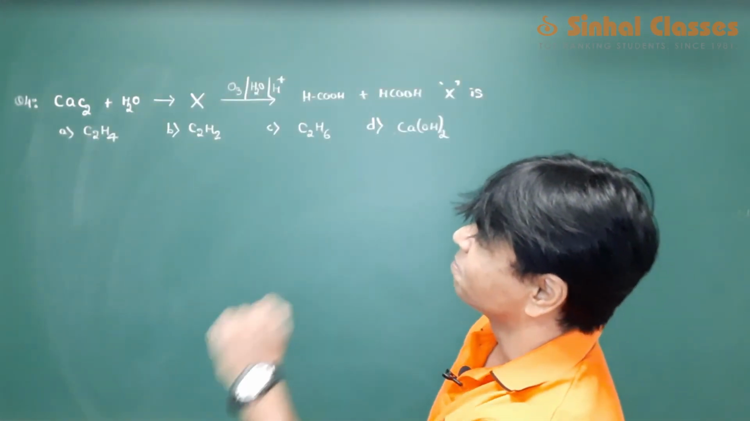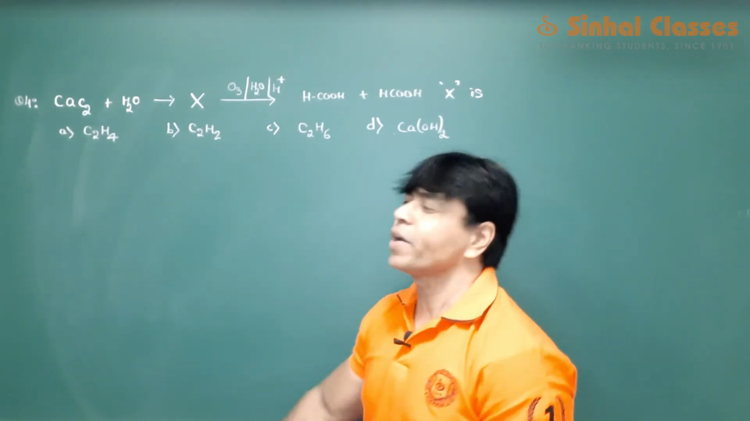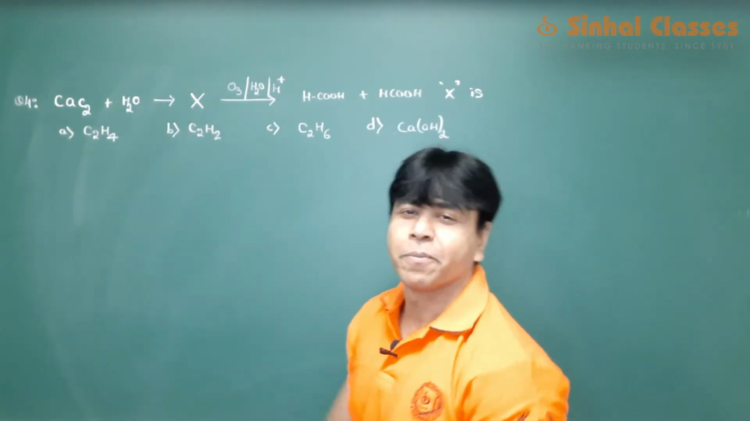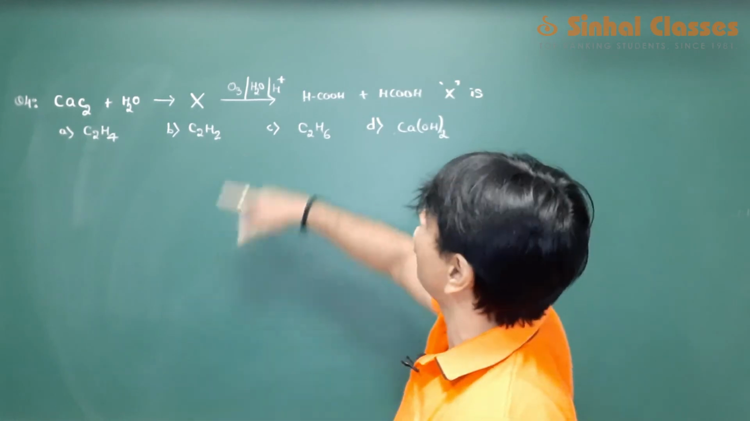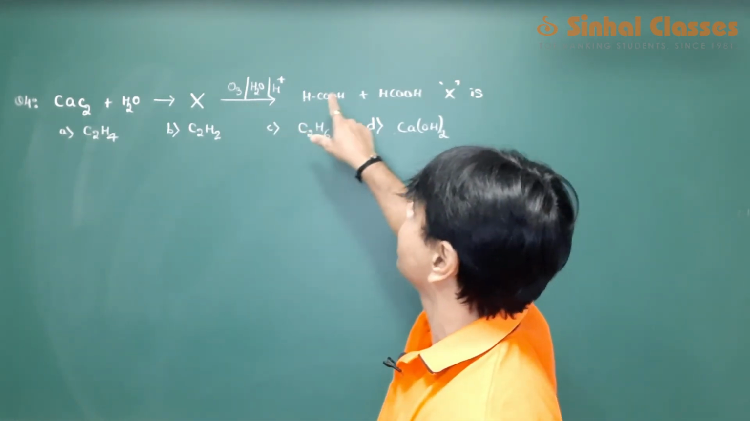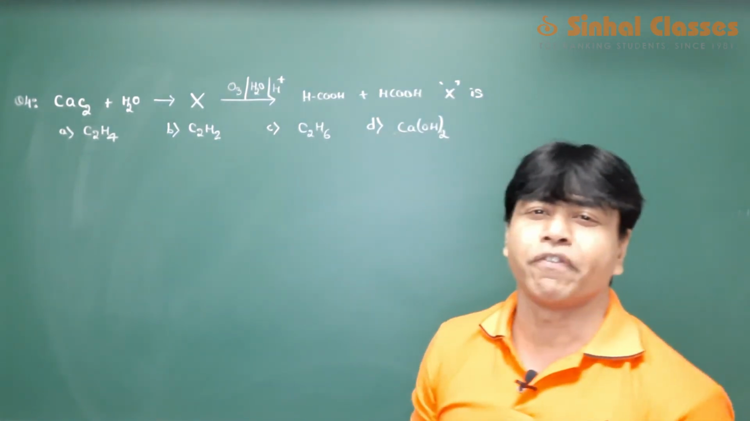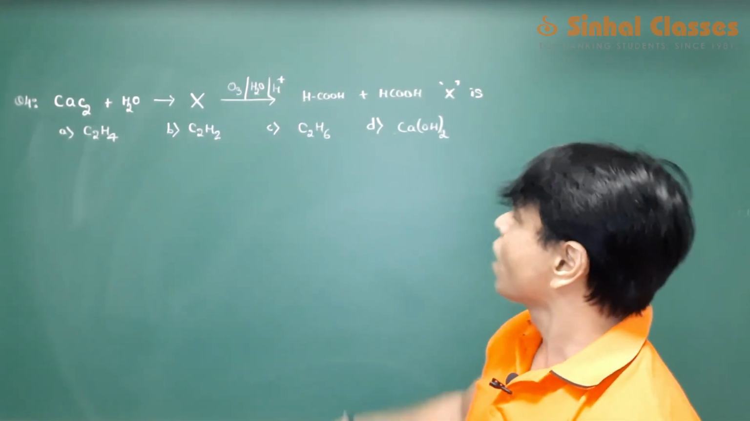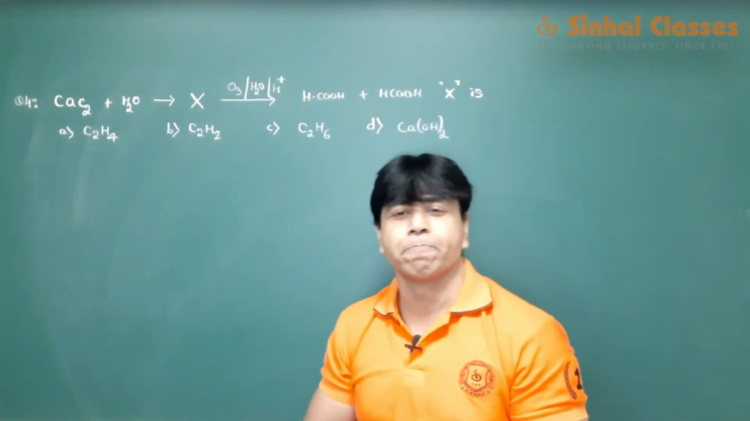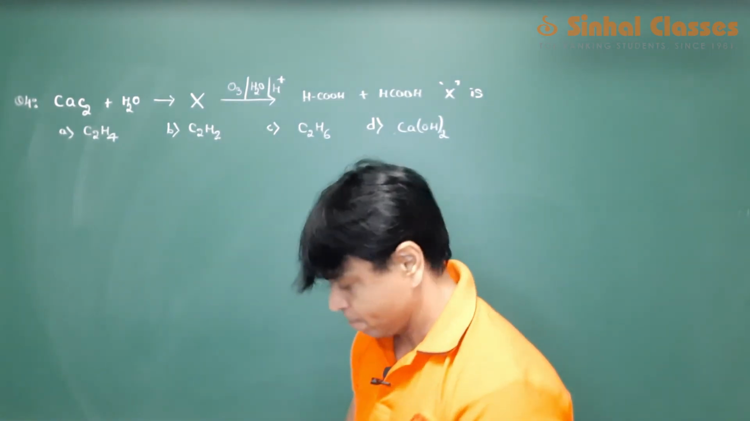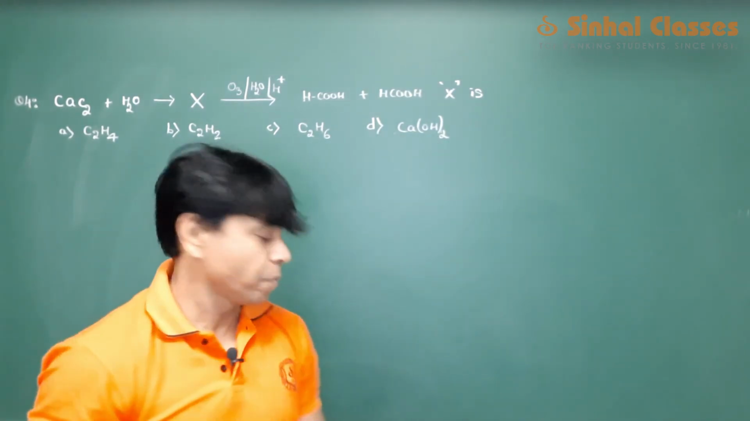Calcium carbide undergoing hydrolysis to give you X. This X on ozonolysis gives you formic acid, 2 moles of formic acid. You want X. So let's see.